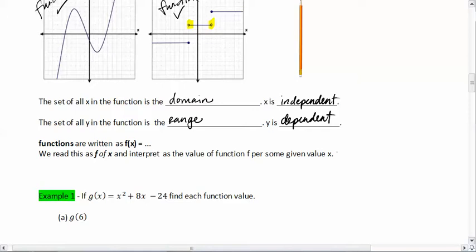So functions are written as f of x. We read this as f of x and interpret it as the value of function f for some given value x. So we're figuring out this function f when we're given some value x, right? That's why we have x as the independent variable and y as the dependent variable.